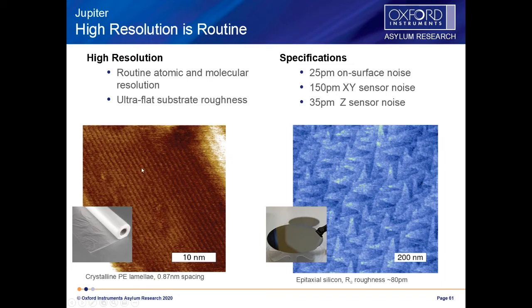And on the left is just a stretched out plastic bag, and you can see the molecular lamellae on this sample because the tip can maintain very, very accurate control of the tip-sample forces. So you can get accurate measurements on soft samples like plastics and on smooth and hard samples like silicon wafers.